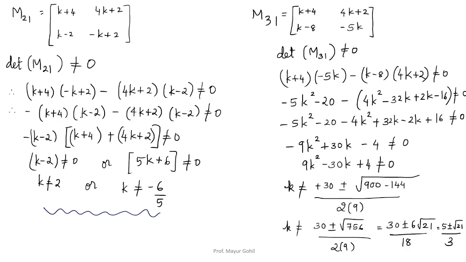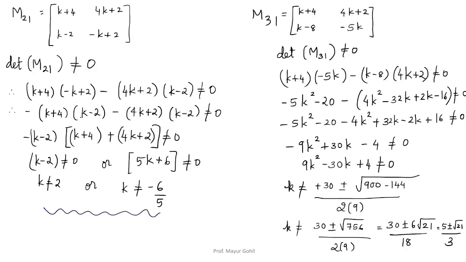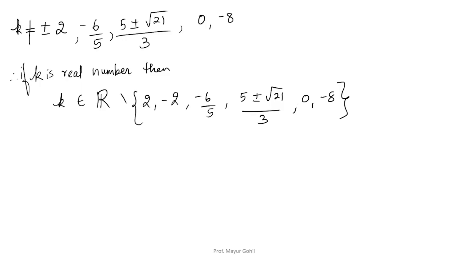Now when we simplify further, for M32, k cannot be 0 also. And in the last case we get k is not equal to minus 8. Having said that, we go for summarizing our answer: k cannot take what all values. We now summarize our answer and say that k cannot take the values 2, minus 6 by 5, 5 plus minus root of 21 upon 3, 0 and minus 8. These are all values k cannot take.